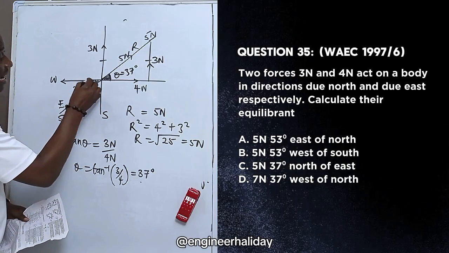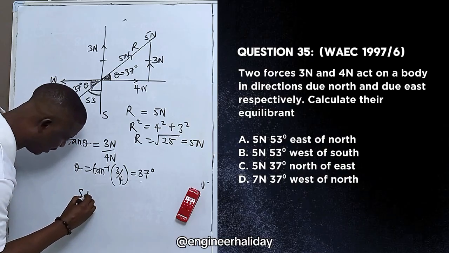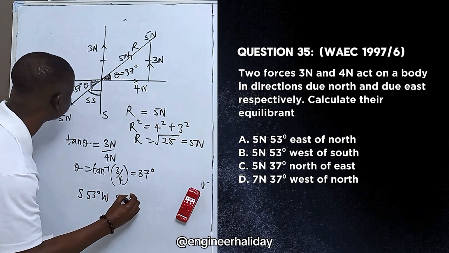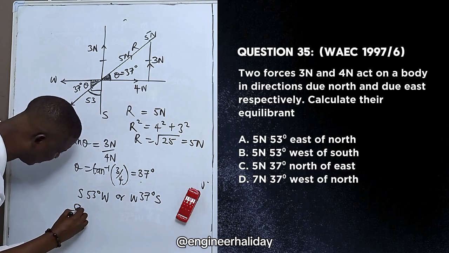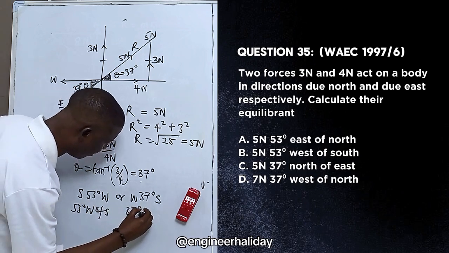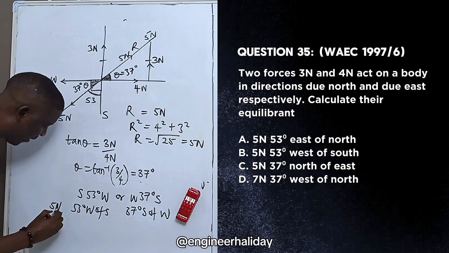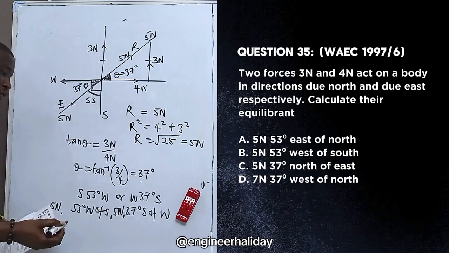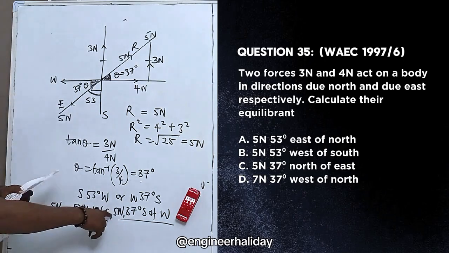Yes, because everything here is 90 degrees. So we can have the answer as south 53 degrees west, or west 37 degrees south. Either 53 degrees west of south, or 37 degrees south of west, with the magnitude being 5 Newton. So any of them you want to choose, either this or this is correct. Now that is the equilibrant.